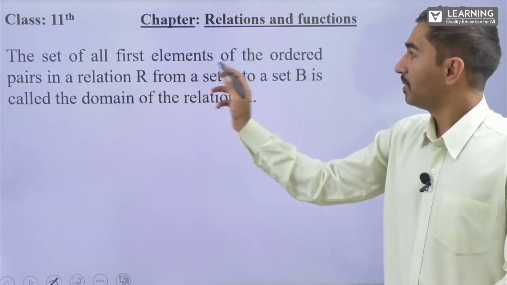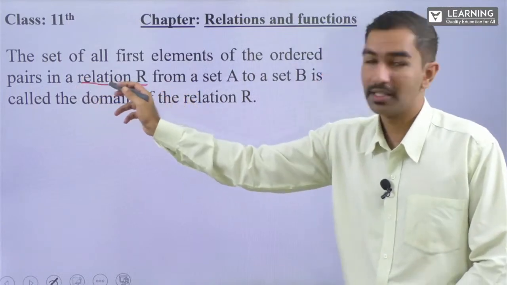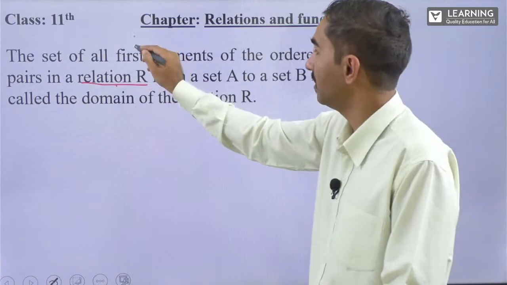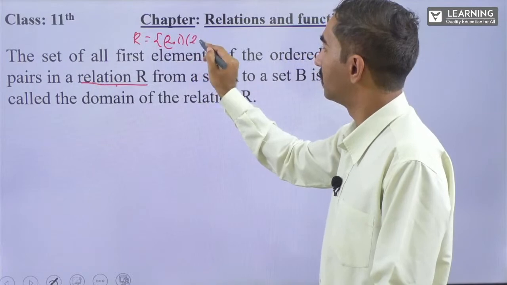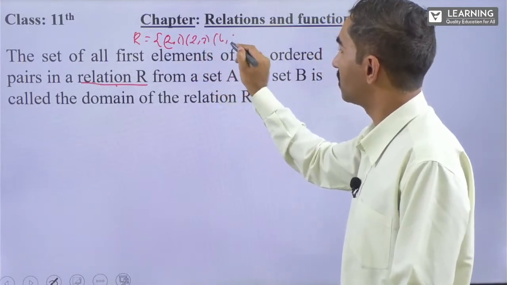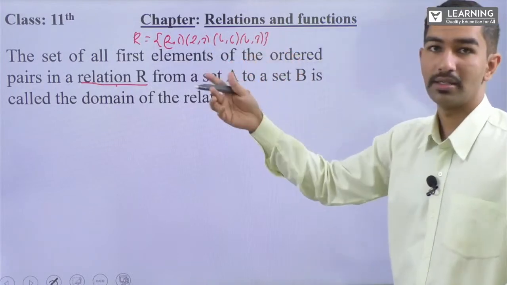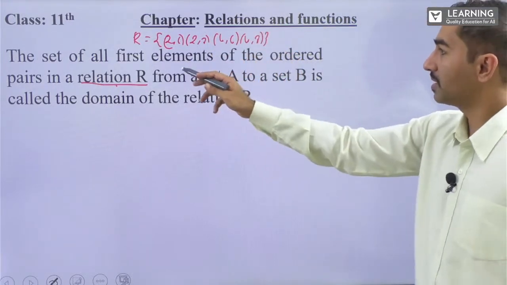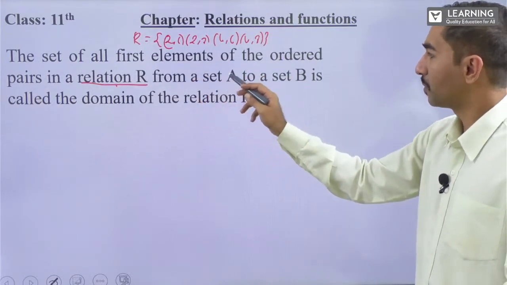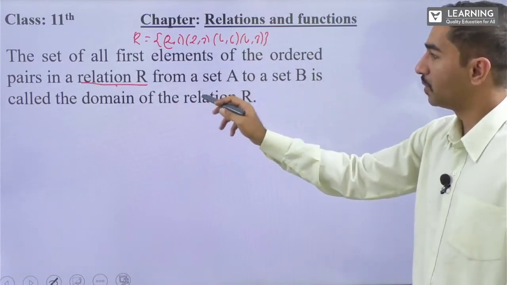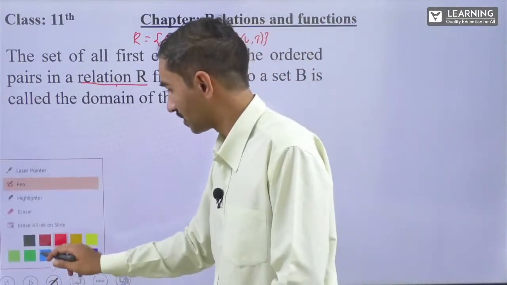The set of first elements of the ordered pairs in the relation R. What is the relation we got previously? R equals {(2, 6), (2, 8), (4, 6), (4, 8)}. This is the relation we got in the previous slide. The set of first elements of the ordered pairs in a relation R from set A to set B is called the domain of the relation. The domain of the relation. So what is the meaning of domain here, students?